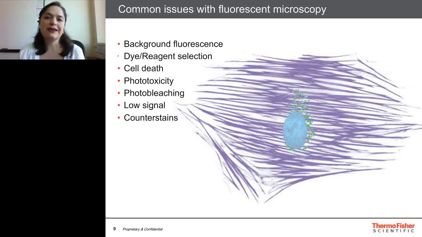So with any advantage, there always are costs associated with it, and science is no exception. Some common issues that people run into when they use fluorescent microscopy can include background fluorescence. We're going to spend quite a bit of time talking about ways to improve your signal to background, which dyes and reagents to choose. Sometimes you might run into problems where your cells seem to be dying once you put them on the microscope, or you might have experimental questions about how many cells are dead, how many are alive. We'll go over some reagents that can help there.